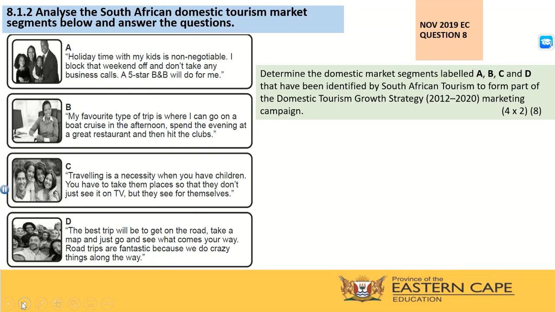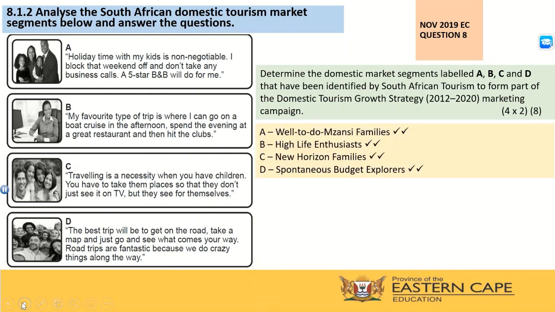So with that information in the back of your head, I hope that you are attempting to identify the various domestic tourism market segments that can be linked with each of these images. And I will give you the answers in a second or so up on the screen. I hope you are thinking about it, because there you have your answers.